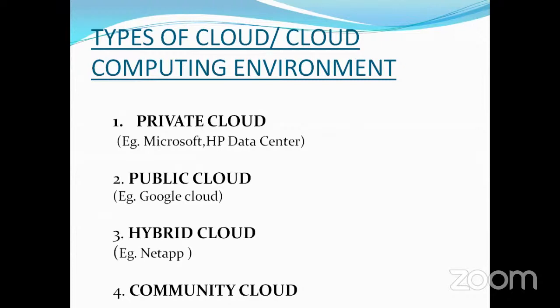The third one is hybrid cloud. As its name suggests, it is a combination of private and public. A vendor who has a private cloud can form a partnership with a public cloud and vice versa. And it is complex as it involves more than one type of model.